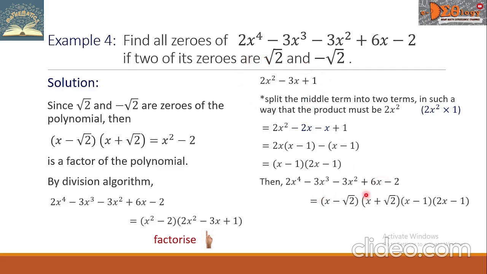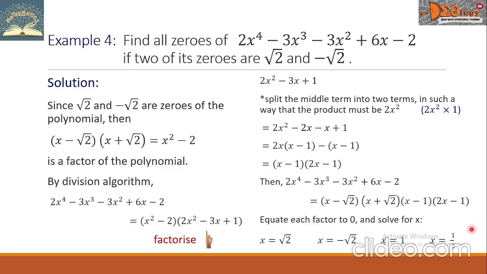Then we write again our division algorithm. The given polynomial or the dividend is now equal to like this. We show now this x minus square root of 2 and the x plus square root of 2 representing the x squared minus 2. Then we write this x minus 1, also the 2x minus 1. We equate each factor to 0 and solve for x.